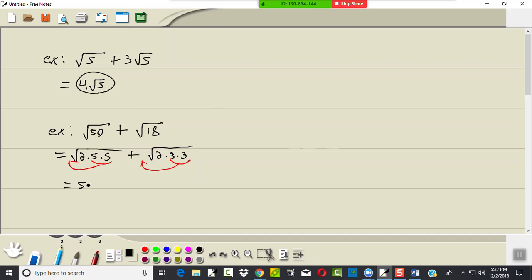So that's going to give us 5 square root of 2 plus 3 square root of 2. Now, when they were in this form, we couldn't do anything with them because the radicals aren't the same. But now, the radicals are the same, which means we'll add or subtract the numbers in front of them. 5 plus 3 gives us 8 square root of 2. And that'd be our answer. Let's look at a subtraction one.